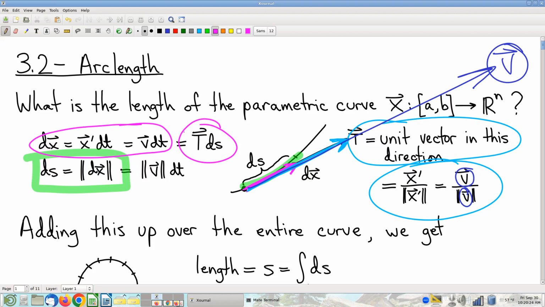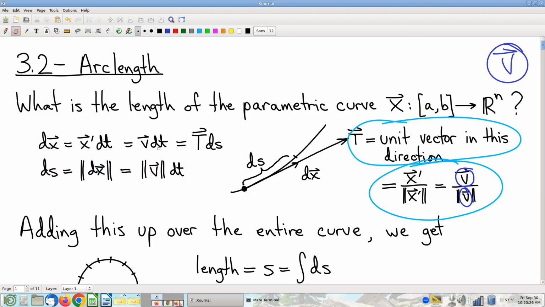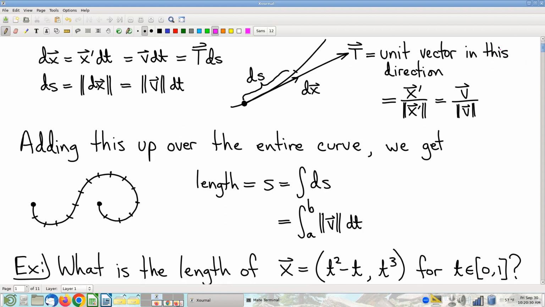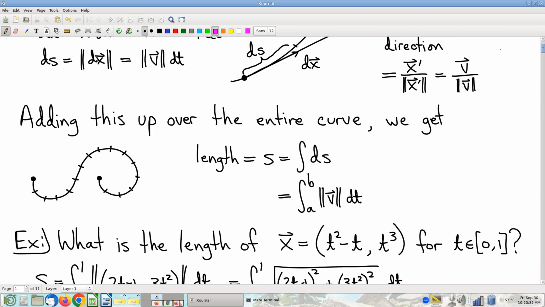And now it's just a matter of computation to see what we actually get here. If I want to compute the total length, that total length is going to be the sum of a bunch of little pieces of length, and we got a bunch of little pieces of length, like this.